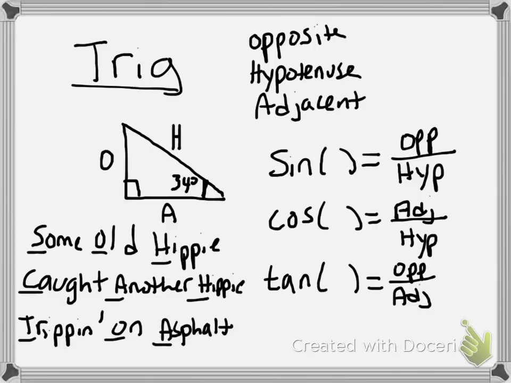Another one that I've heard people using is SOH CAH TOA, to do the S equals O over H. Usually when people use that one, they just write it out: SOH, CAH, TOA. And that helps them to remember that too. So it does not matter to me however it is that you remember that, either using SOH CAH TOA or some old hippie caught another hippie tripping on asphalt. Either way, we're going to have to know how to do those. Alright, so if you need anything from the screen, go ahead and get it, because I'm going to clear it off.